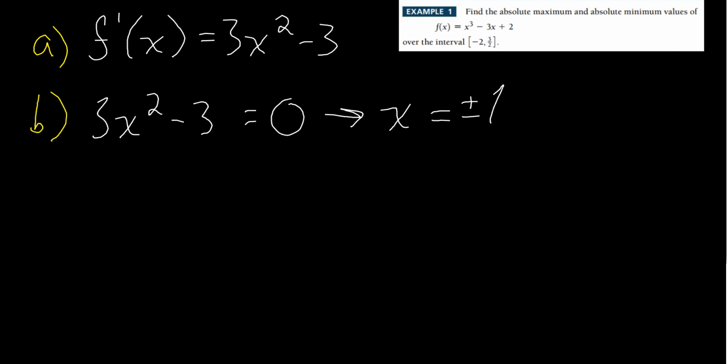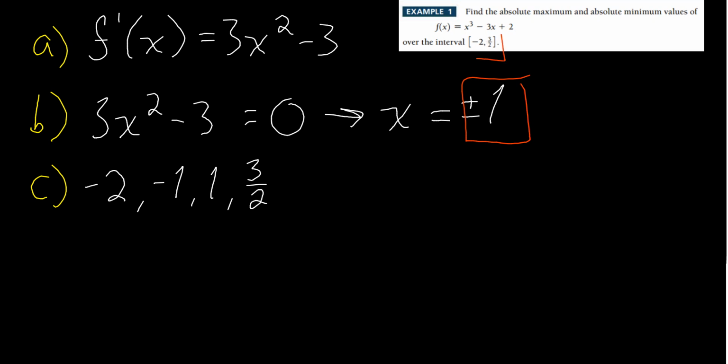Okay. Now step C was to list the critical points as well as the endpoints. Let's do this numerically. We're going to have a negative 2 because that is one of the endpoints. We'll also have a negative 1 because that is a critical point, a positive 1 because that is a critical point, and then 3 halves because that is the other endpoint. So all I did here was list my critical points as well as my endpoints, because the endpoints very well could be a maximum or minimum as we saw on the previous page.